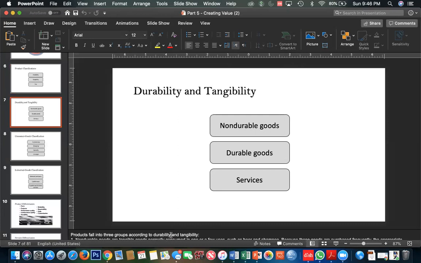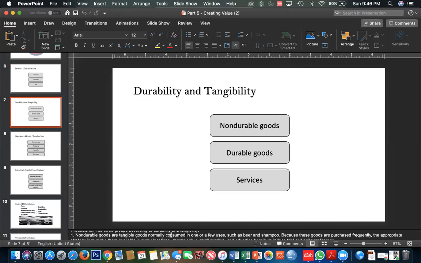In terms of durability, there are non-durable and durable goods. Non-durable means they're not for the longer term. You buy the product, you consume it, and boom, gone. Like alcohol, soft drinks, shampoo, and you frequently buy them again and again. So the strategy for an organization would be to bombard them with advertisements so that they try the product and subsequently become loyal to it after using it.